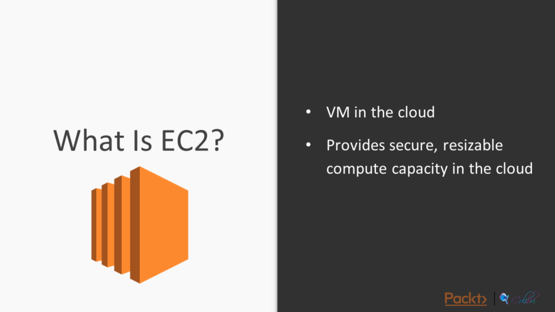What is EC2? Amazon Elastic Compute Cloud, or Amazon EC2, is a web service that provides secure, resizable compute capacity in the cloud. Think about it as a VM or a virtual machine in the cloud. It is designed to make web-scale cloud computing easier for developers.